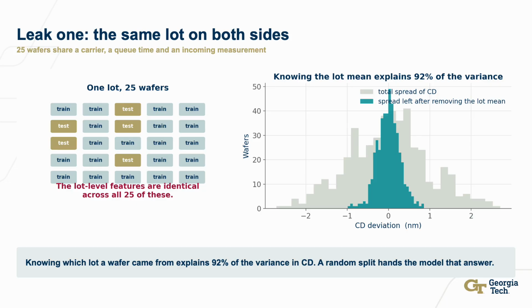The gray histogram is the total spread of CD across all 465 wafers. The teal histogram is what is left after you subtract each wafer's own lot mean. Knowing the lot mean explains 92% of the variance in CD. 92%. So a model that has effectively been handed the lot mean starts with almost all of the answers and it has to do very little real work to reach R squared of 0.88. A random split hands the model that answer.